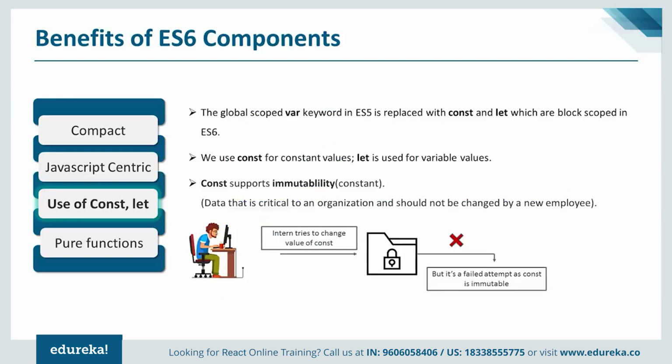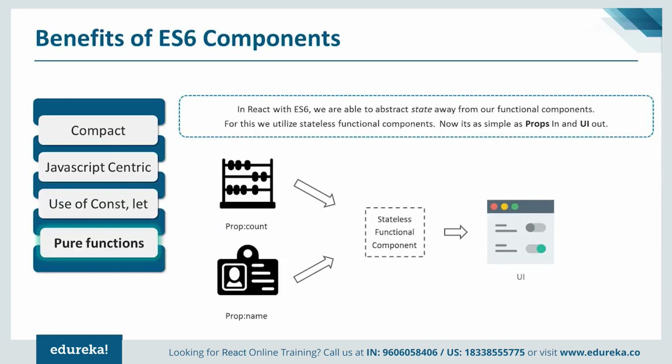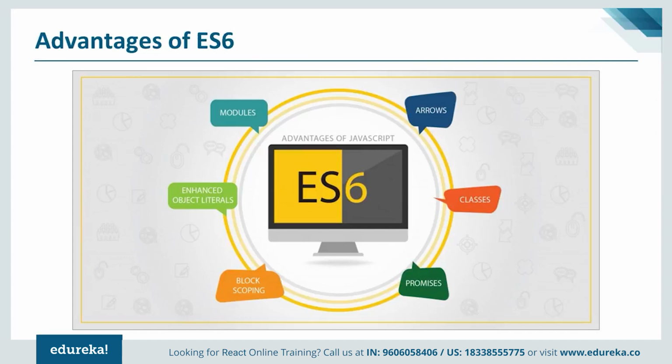This is very important. As I said, the var keyword in ES5 was globally scoped. Now the global scope var keyword in ES5 is replaced with const and let, which are block scoped in ES6. We use const for constant values and let is used for variable values. And const supports immutability, because it is constant, so its value cannot be updated. In React with ES6, we are able to abstract the state away from our functional components. For this, we utilize stateless functional components, which are as simple as pure functions, props in and props out. So before going to the demo, let's talk more about the advantages of ES6 components.